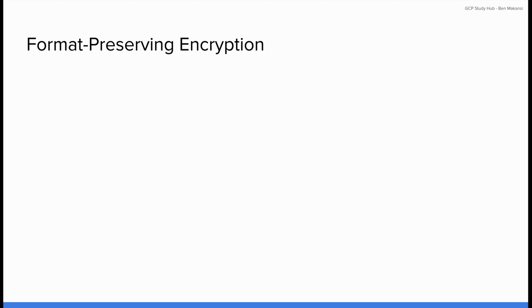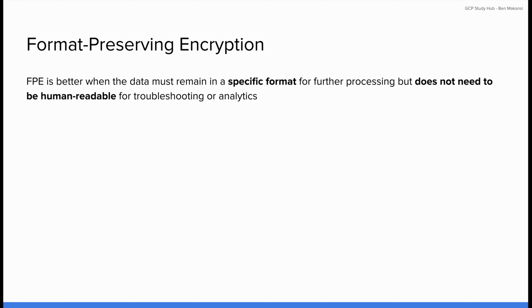On this slide, we're going to discuss format preserving encryption, or FPE. It's another method of protecting data while using the DLP API. FPE is useful when we need to keep data in a specific format for compatibility with existing systems or processes, but we don't need it to be human readable.